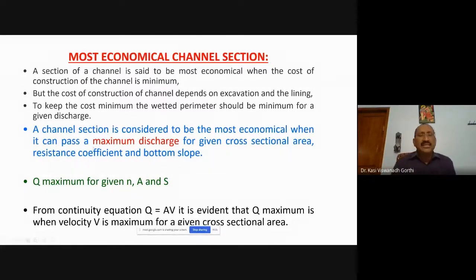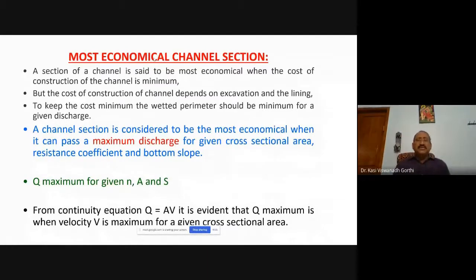That means the discharge Q must be maximum for the given values of the resistance coefficient N, say Manning's resistance coefficient, the wetted area A, and the longitudinal slope S. For the given conditions of the channel, for N, A, and S, if the value of this discharge Q is maximum, then we say that such a channel is the most economical channel section.